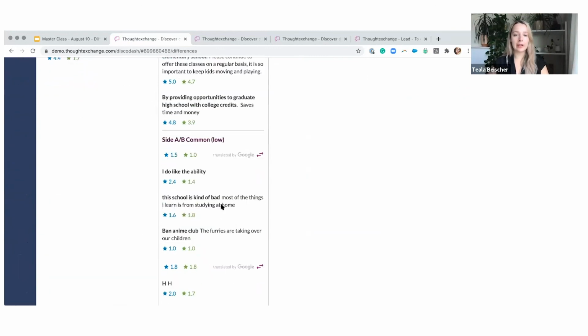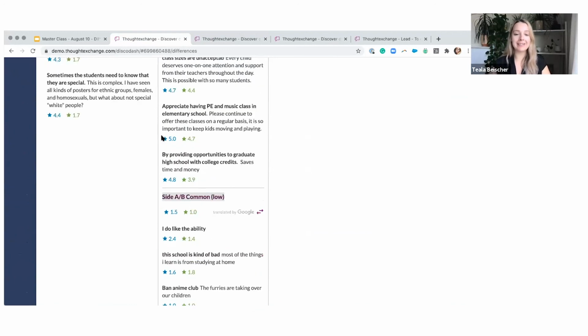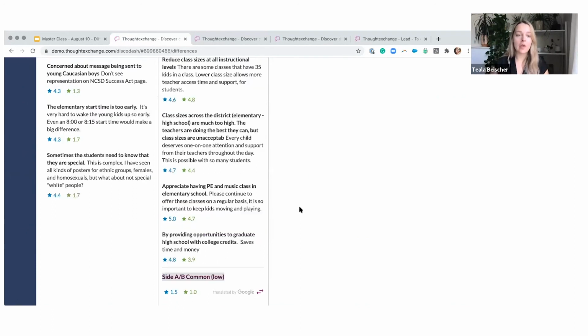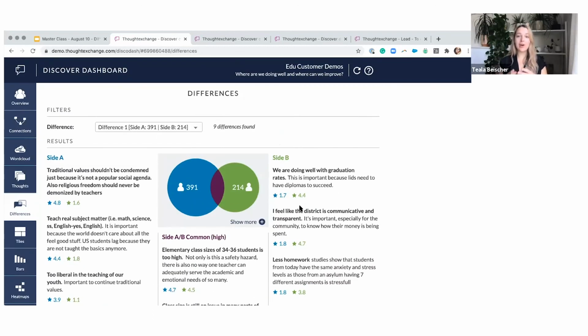The other thing that you're going to have here down at the bottom is side AB common low. And these are thoughts that both of the groups rated really low as well. So things like, I do like the ability, you can see that that may have just been a bit of a nonsense thought. People rated it really low. So these are things that both groups think are not important as well. So that is a really good example of differences showing you how they are when they're really robust.